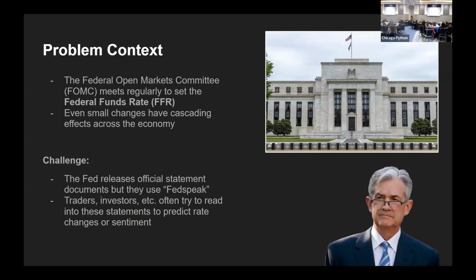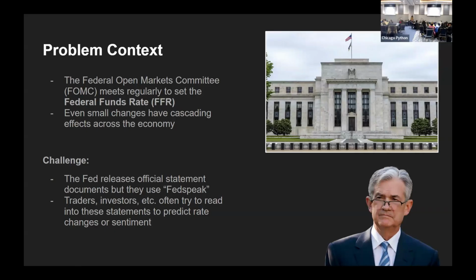So the problem itself is, as I said before, you have the Federal Reserve. Underneath the Federal Reserve, you have the FOMC, which is this committee that regularly meets a couple times a year. And they set the FFR, which is the federal funds rate. So they say, are we going to bring it up? Or are we going to bring it down? Keep the economy pumping, doing whatever.